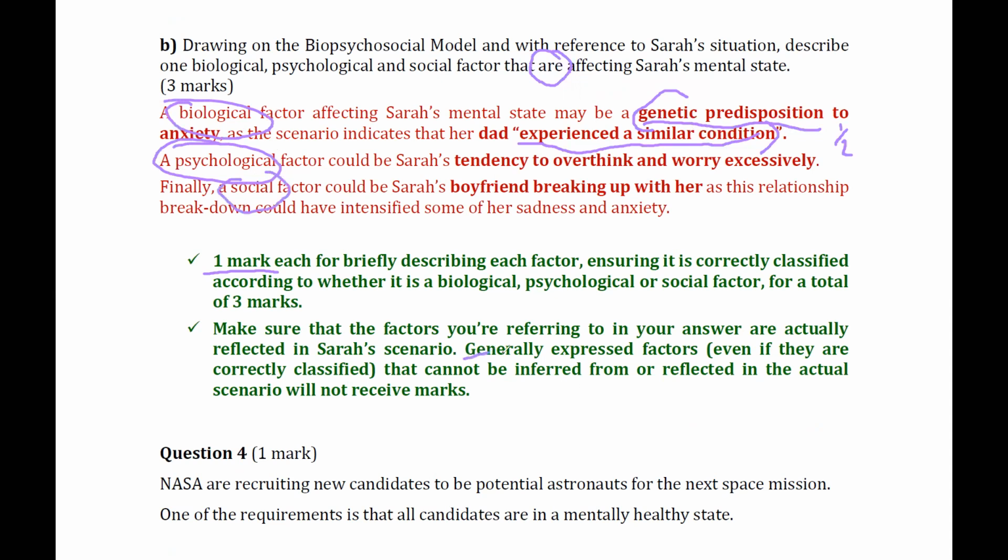Generally, factors that are not in the actual scenario will not receive marks, even if they are correctly classified. So like I said at the beginning, if you talk about a psychological factor being Sarah's experience of hallucinations or delusions, that's not in the scenario. Even though that is a correct psychological factor that could be impacting someone else with a mental disorder, it's not what Sarah's going through. So you have to make sure whatever you write is relevant to the scenario and something that can be reflected clearly in the scenario.